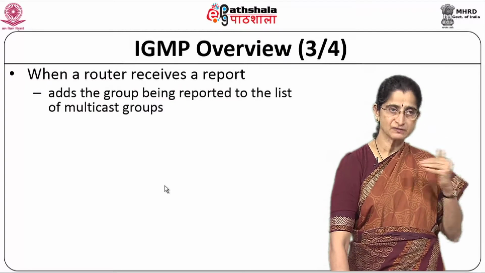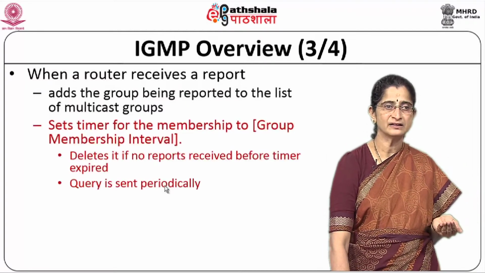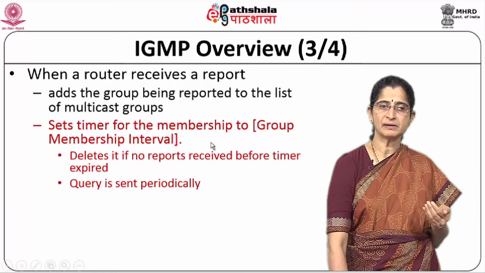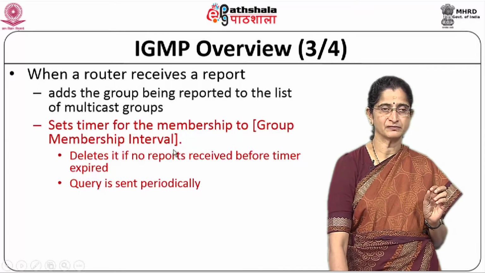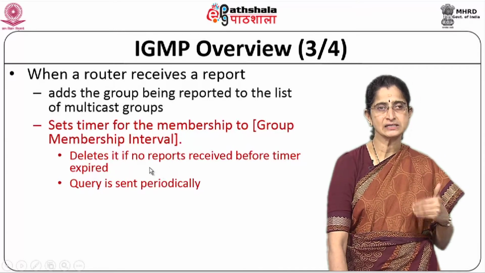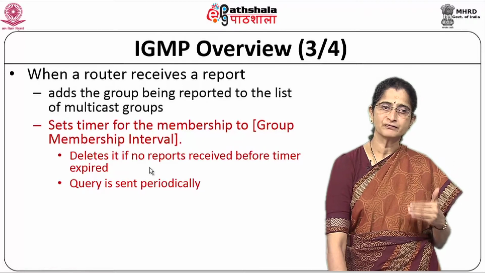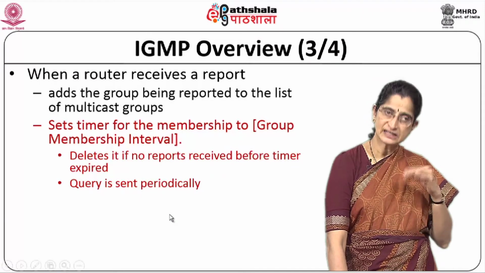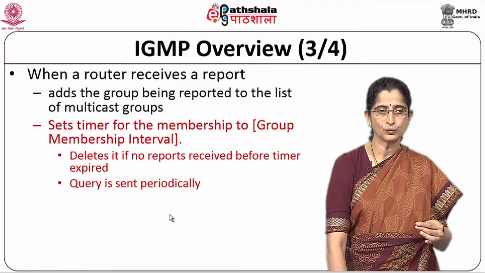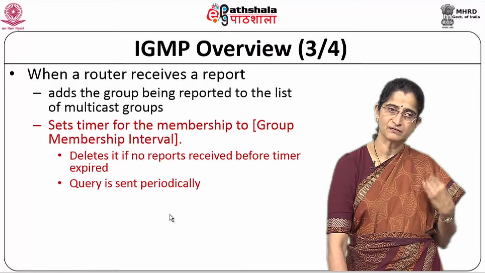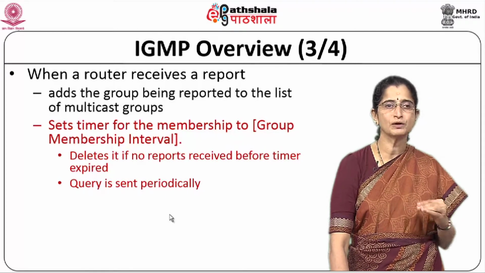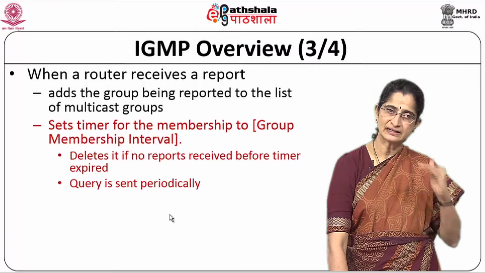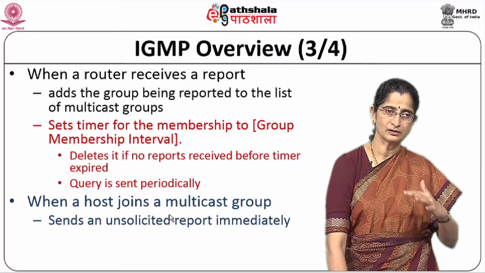Now, when the router receives this report, what is it expected to do? It will add the group being reported to its list of multicast groups, and it will set a timer for the membership to a particular interval called the group membership interval. Within this group membership interval, if no reports are received, then it will delete this entry. Periodically, it will send out a query, and when it does, it expects responses which tell it that hosts belong to some group. So, if no group membership information is received, it will quietly delete that entry from its table.